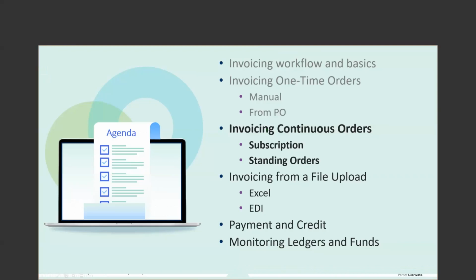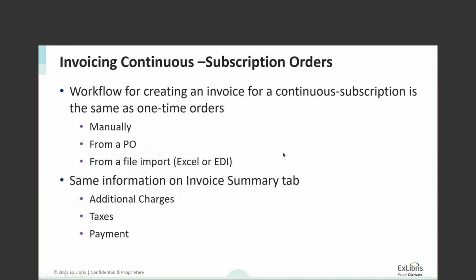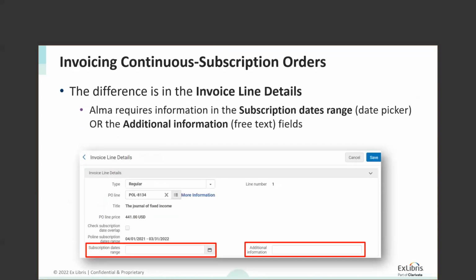Invoicing. Now let's talk about invoicing continuous orders, subscriptions, and standing orders. It's pretty much the same workflow. You can create the invoice manually from a PO, from a file, same information on the summary tab. There is a difference for your continuous subscription orders on the invoice line details.